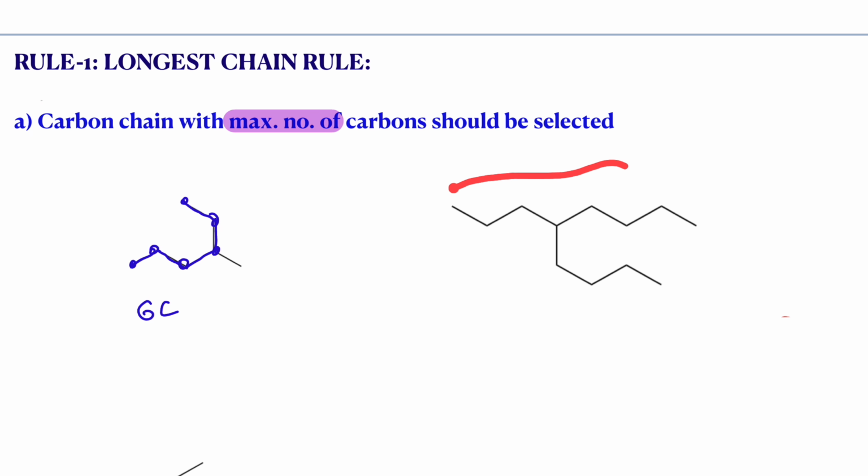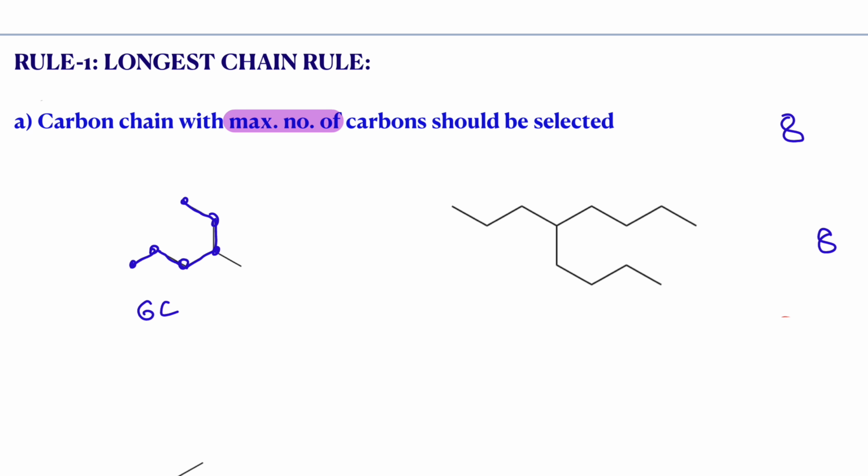Let us take the next example. Here also we don't have any functional group, it is also an alkane. So this is one terminal carbon, this is the second terminal carbon, and this is one more terminal carbon. Let us take the possibilities. One possibility is an 8 carbon chain. Here, 1 2 3 4 5 6 7 8, so this is also an 8 carbon chain.